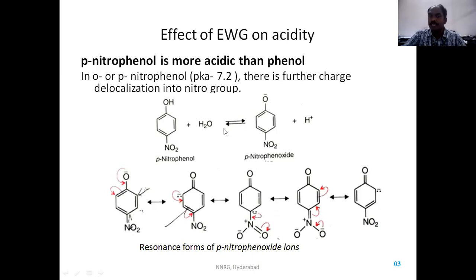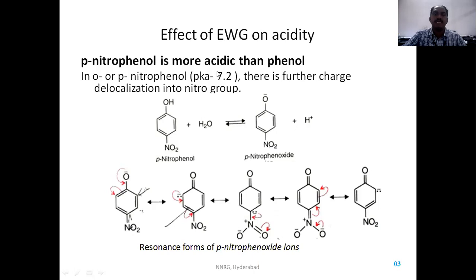So para-nitrophenoxide is more stable and loses proton very fast compared to para-nitrophenol. And you can compare here which is more stable. In para-nitrophenoxide ion, there are negative charges here, here, here, and on oxygen. Whereas in para-nitrophenol, oxygen will get a positive charge and the aromatic nucleus will get a negative charge, similar to phenol. Which is more stable? Para-nitrophenoxide is more stable than para-nitrophenol, and it is more acidic.